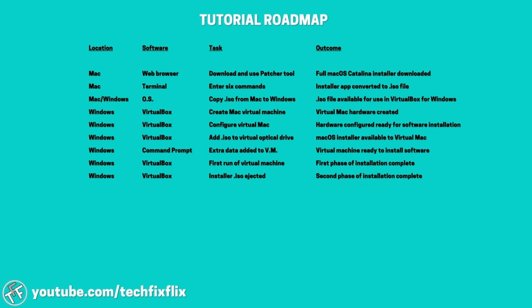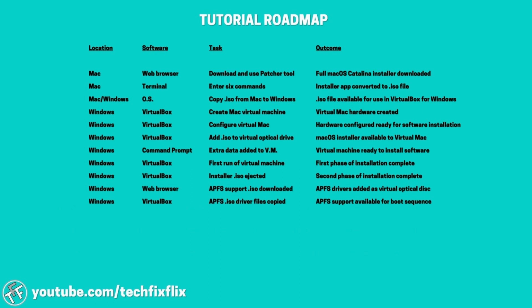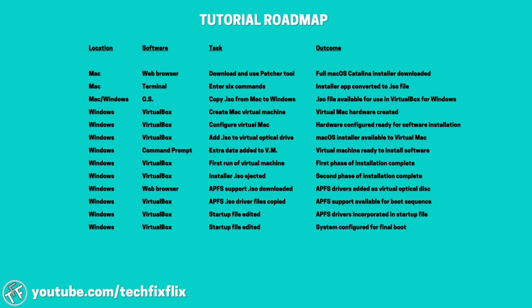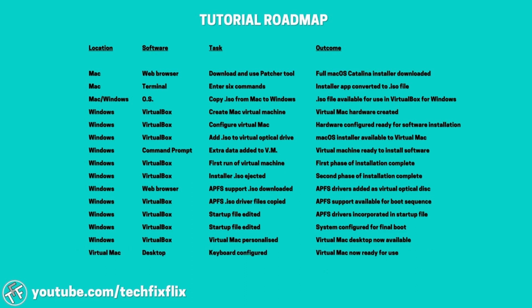After that, we navigate through the boot sequence to reach the second phase of macOS installation. At this point, we install 3 driver files to provide APFS support to VirtualBox, which is otherwise natively unavailable. With APFS support added, we modify the startup file to incorporate these drivers and load the remainder of the macOS installation. We then simply personalise the installation and head to the macOS desktop.